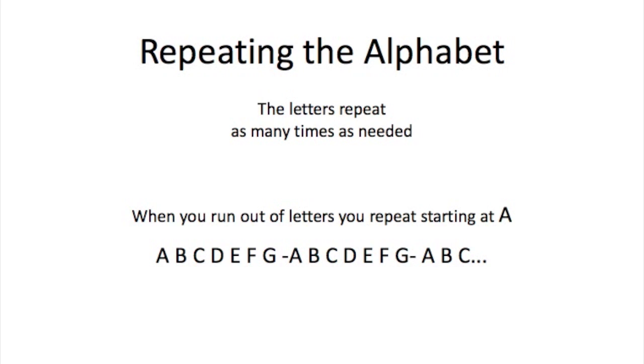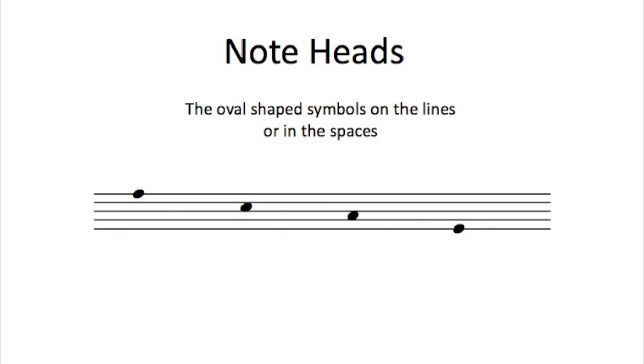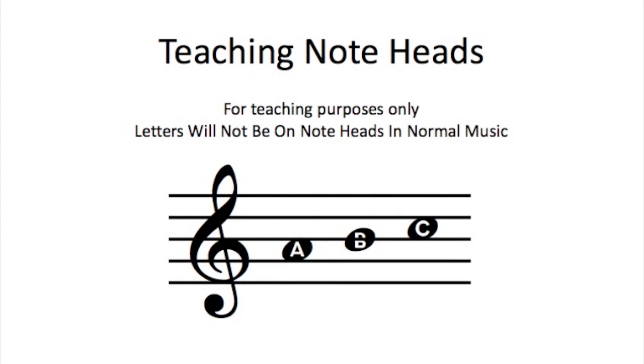It's important to remember that when you see a notehead written on the staff, it represents a pitch. That pitch is then identified with a letter from the musical alphabet. When reading normal music, you will not be seeing actual letters written on the noteheads. However, as we continue through the lesson, I will be using noteheads that have letters attached. This is for teaching purposes only and for convenience to make my explanations a little easier to understand.